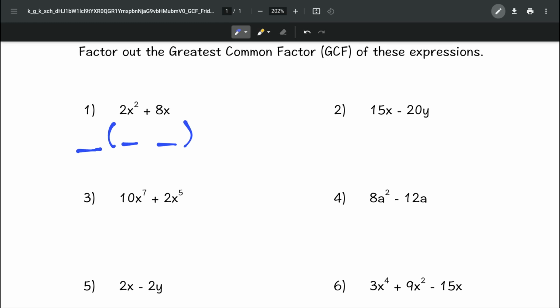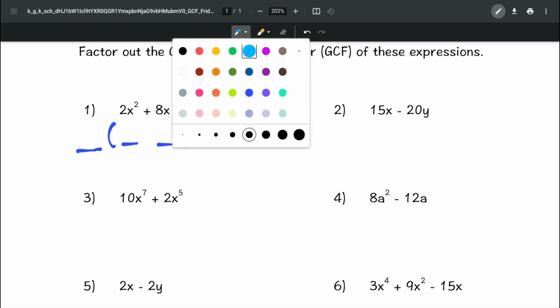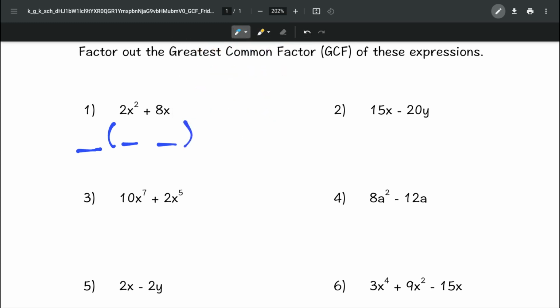So I'm going to look at my numbers first. I've got the number 2 and I've got the number 8. And I think to myself, what number is the greatest common factor of those 2 numbers? Well, in fact, 2 will be that greatest common factor because 1 times 2 equals 2, 4 times 2 equals 8. So we can pull a 2 out right here.